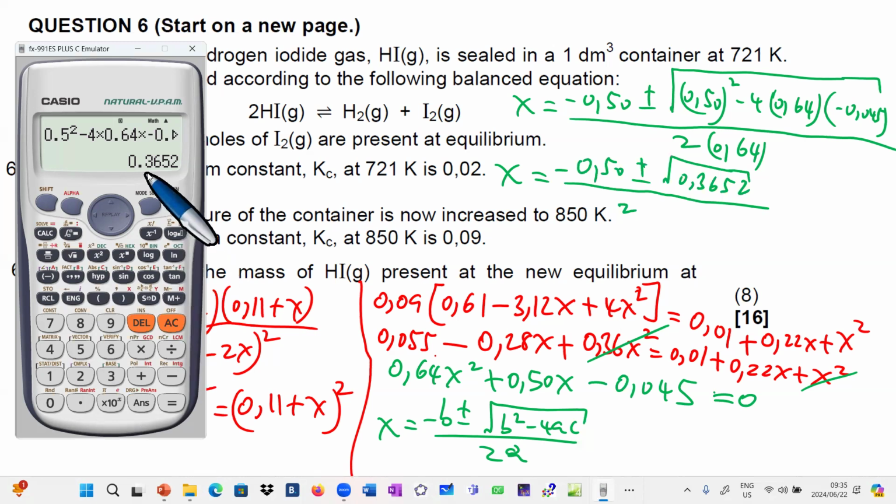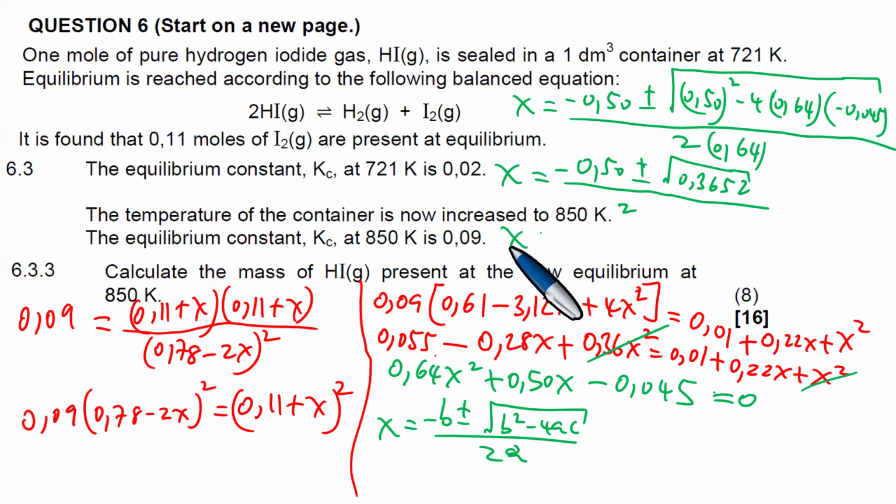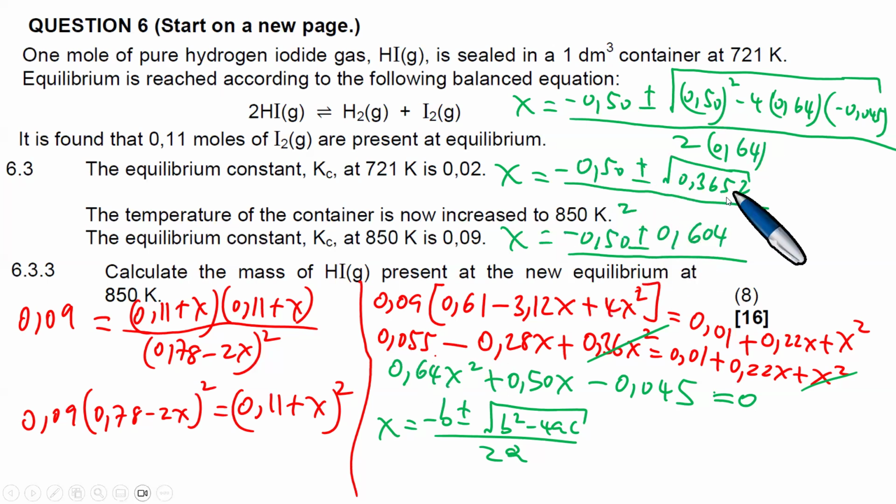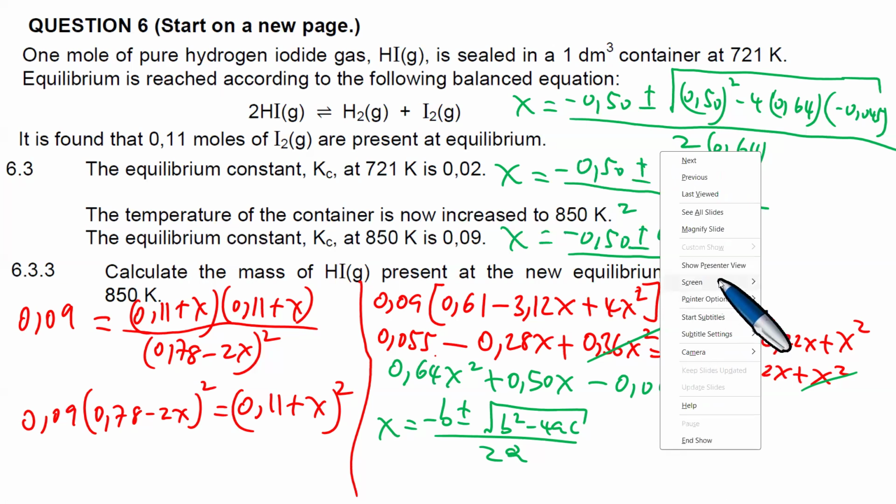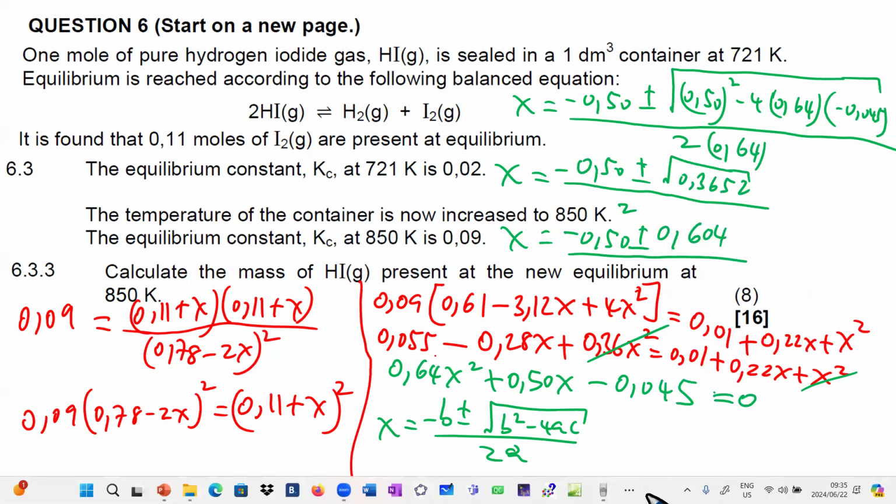So 0.3652, and then you take the square root of the answer, which would be 0.604. 0.604, you divide by, okay, it's not just 2 here, please. It is 2 times 0.64.